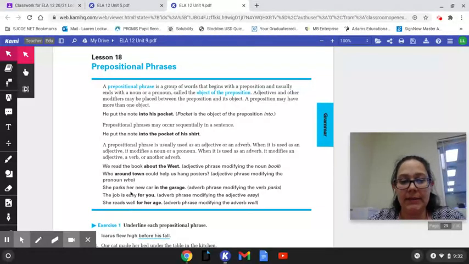I'm going to look at this sentence now. She parks her new car in the garage. My verb is parks. And where does she park it? In the garage. That answers the question where? That lets me know that it's an adverb.